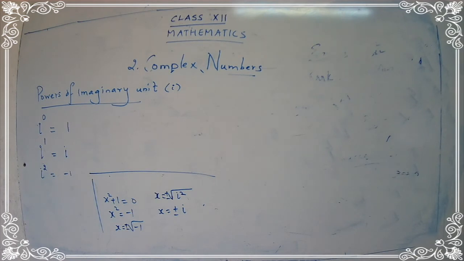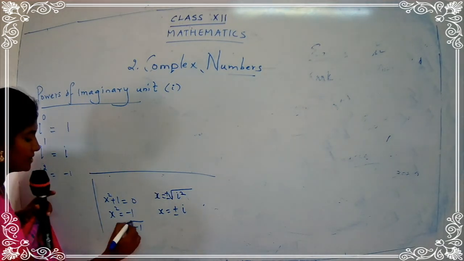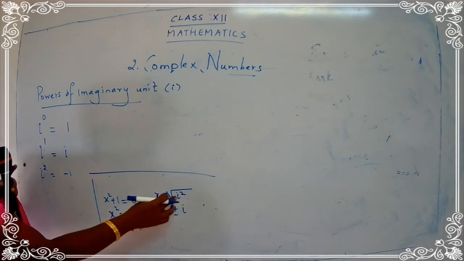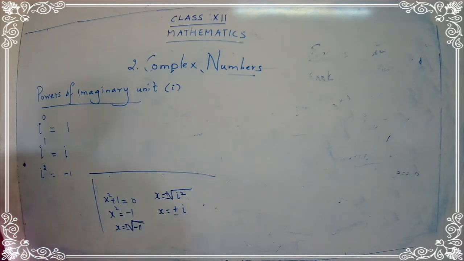I want you to take down the step, children, because you should know how to apply that minus 1. So how do you get minus 1? When you take the square root of minus 1, minus 1 is I square. So in place of minus 1 you have to put I square, and you get the answer as I. So square root of minus 1 is I.